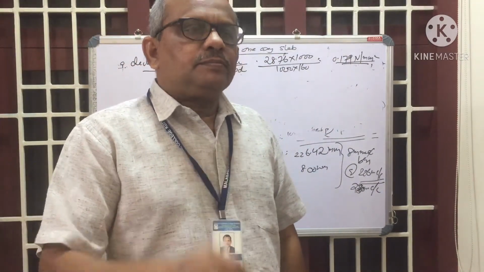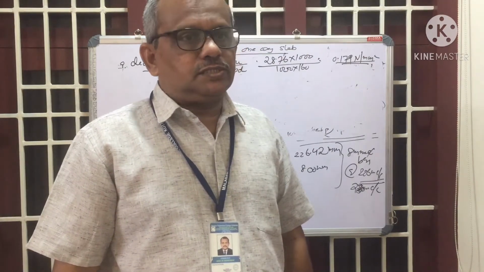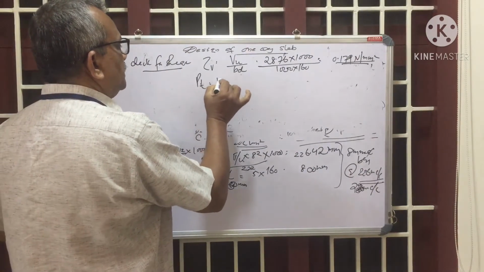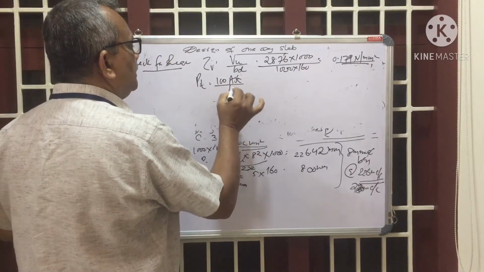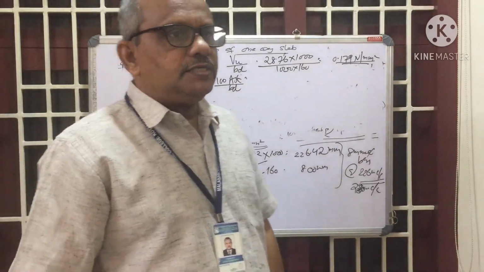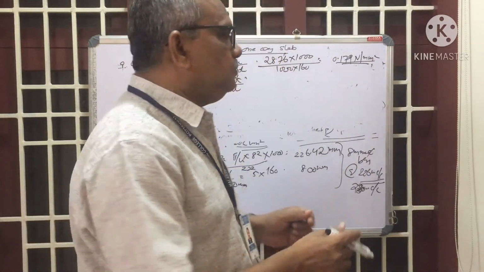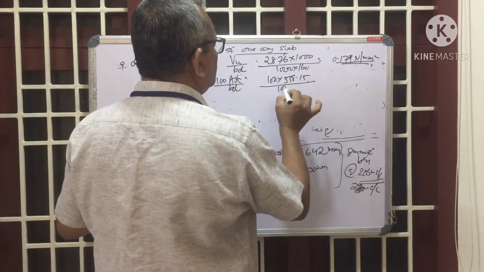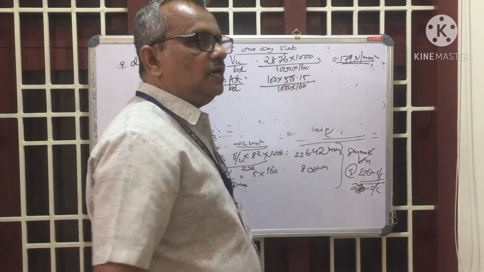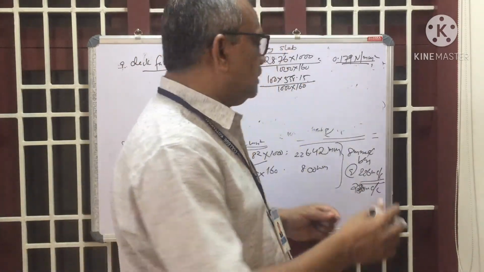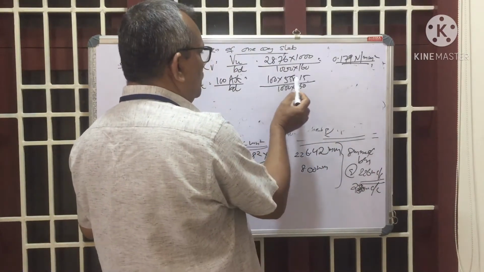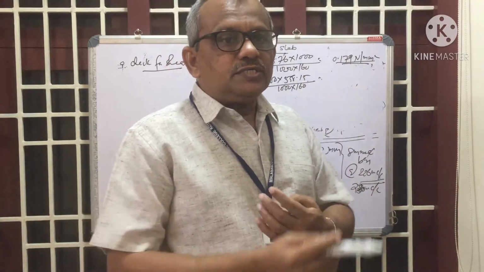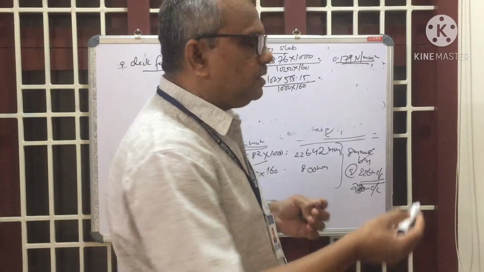Then what's the next step? Find out the design shear stress, tau c. For that we need the percentage of reinforcement Pt, that's equal to 100 Ast by bd. That is 100 into 558.15 divided by 1000 into 160. This is the effective depth, 160. Is it clear? 100 into Ast divided by b into d.